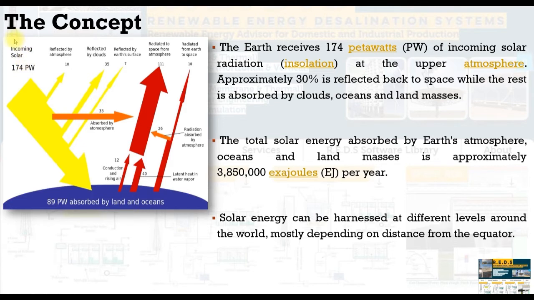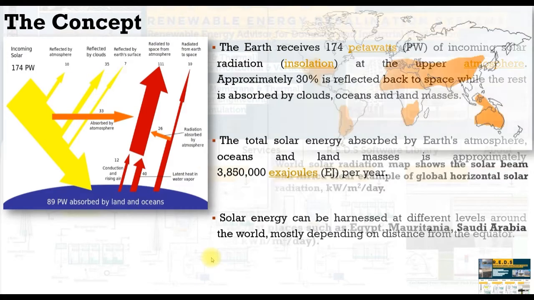This chart shows the distribution of the incoming solar radiation, part of it reflected by the atmosphere, clouds, Earth's surface, and so on. We receive about 89 or 90 petawatts absorbed by the land and oceans.